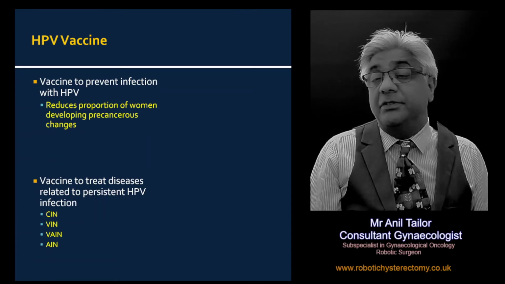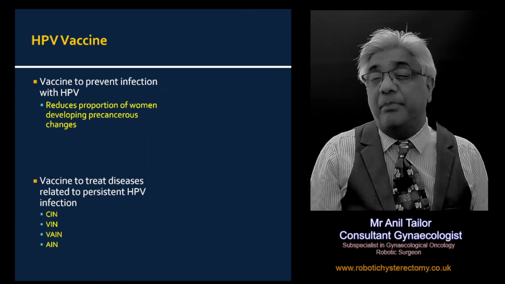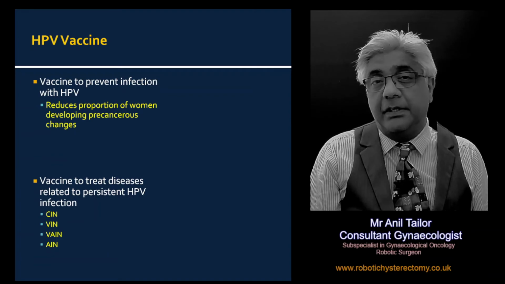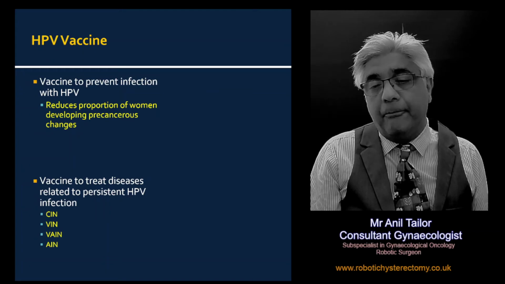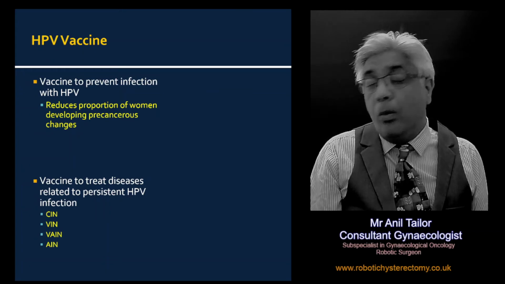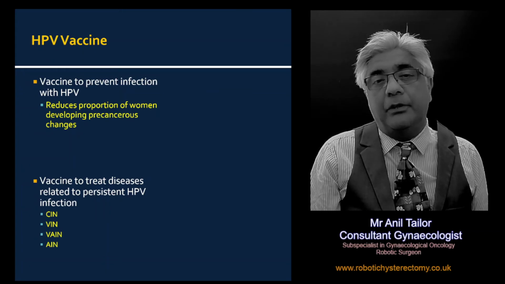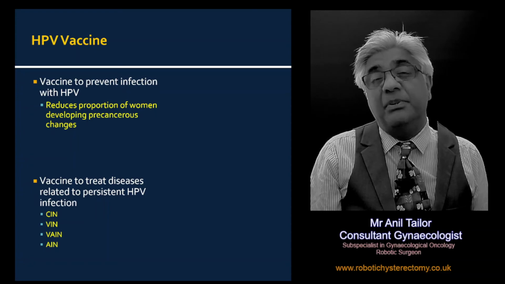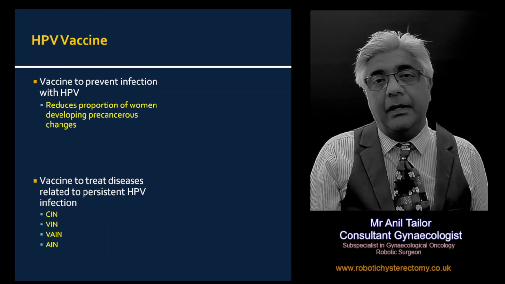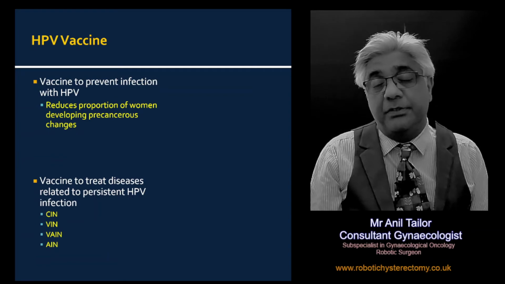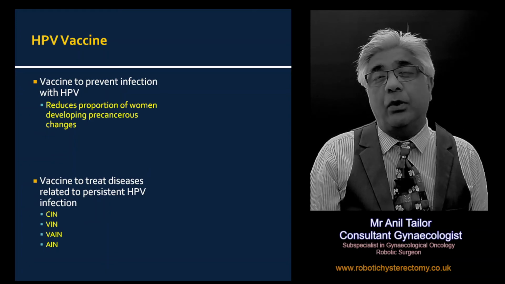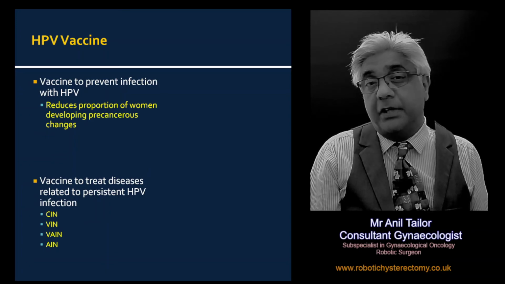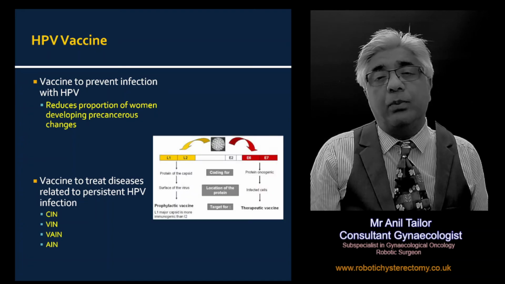The other type of vaccine is not known about, because it is very much experimental, but it certainly does show a lot of promise, and that is the type of vaccine that is hopefully going to help us try and clear persistent HPV infection, diseases related to persistent HPV. So things like cervical precancer, vulval precancer, vaginal precancer, or anal precancer, amongst others.